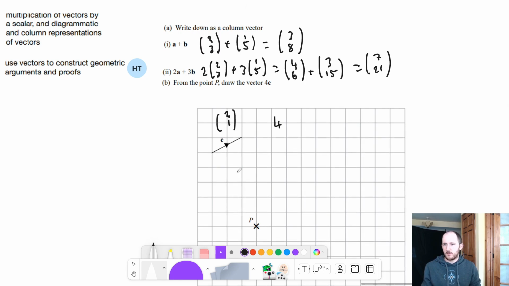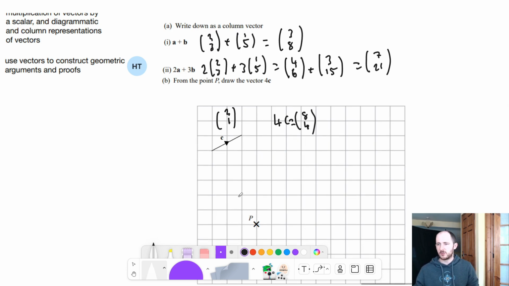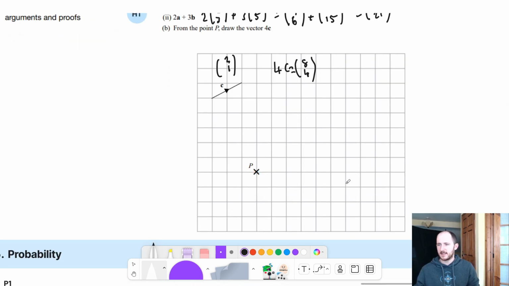So if I wanted to work out what 4C would be, it equals 4 times 2, which is 8, 4 times 1, which is 4. So I need to draw something that goes 8 to the right and 4 up. So 1, 2, 3, 4, 5, 6, 7, 8. 1, 2, 3, 4. So there, and then it would be a straight line joining them. That's it.